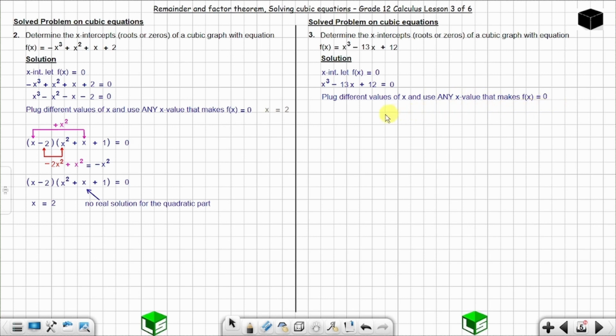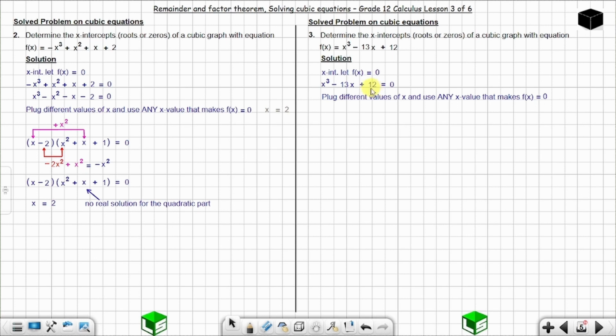Let's try negative 1. We are going to plug negative 1 in there. So you have negative 1 to the power of 3, which is negative 1, plus 13 plus 12, which is 24. You can see you don't get 0. So let's try 1. Negative 1 does not work.